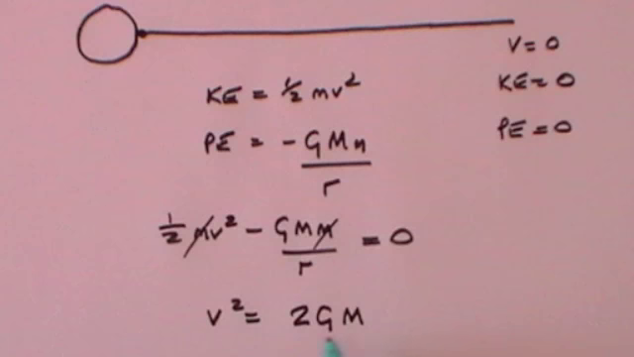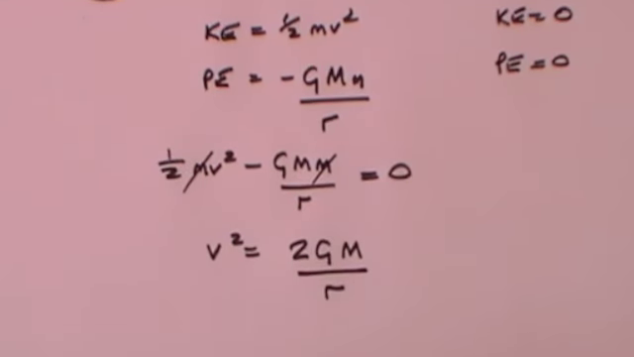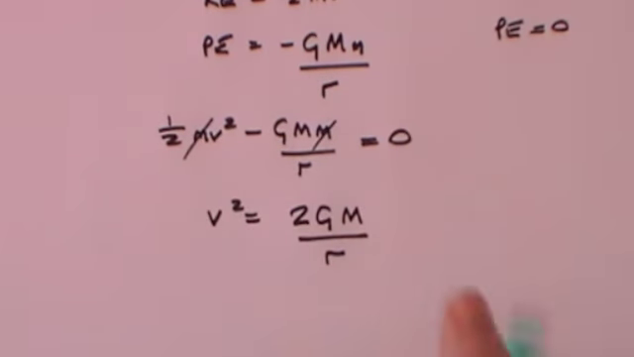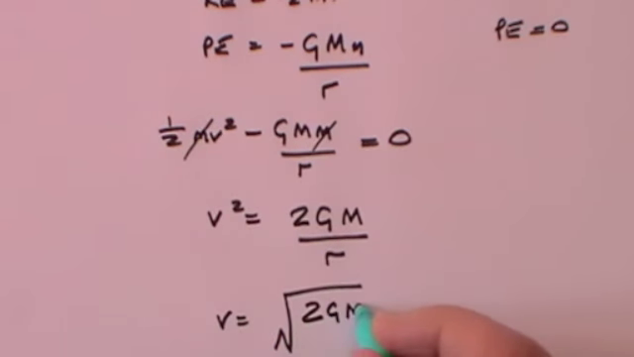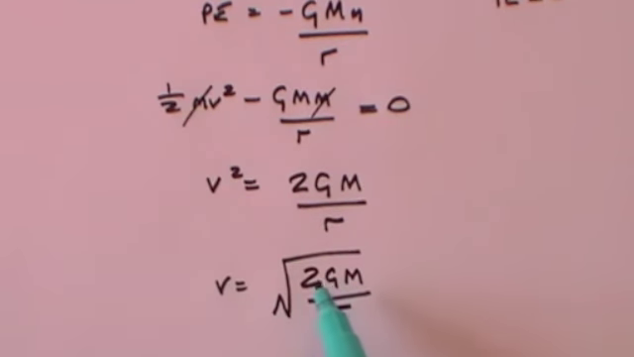2GM over r, where r is obviously the radius of the Earth in this case, and so v is equal to the square root of 2GM over r, which means the escape velocity must equal the square root of 2 times G times the mass of the Earth divided by the radius of the Earth. And you may like to substitute values in for that. You should find that the escape velocity comes to 11 kilometers per second.